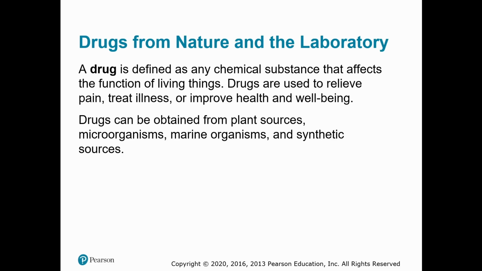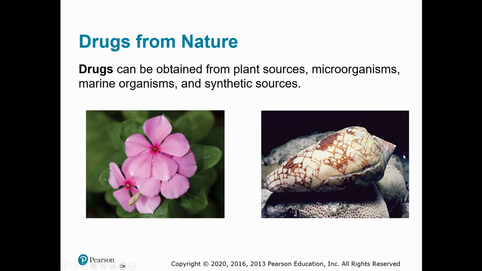Drugs can be obtained from several different sources, including natural sources like plants, microorganisms, and marine algae, but they can also be produced in a laboratory by chemists. Drugs can be obtained from plant sources, microorganisms, and marine organisms. These organisms produce chemicals as part of their natural biology.